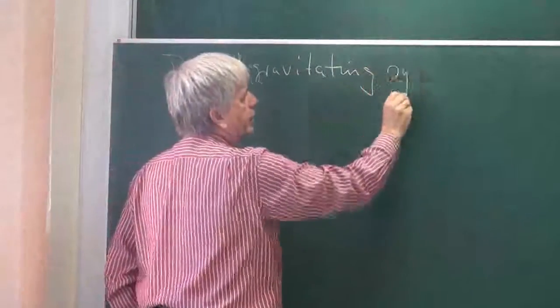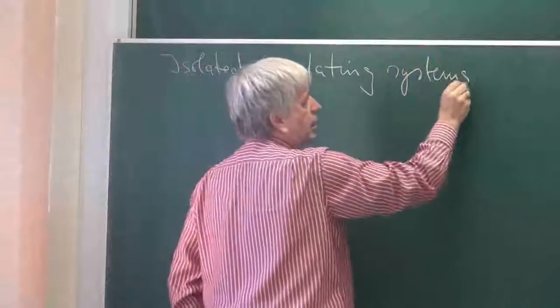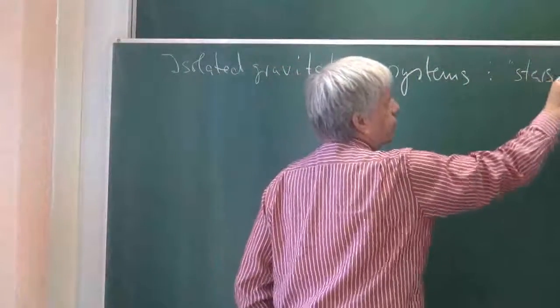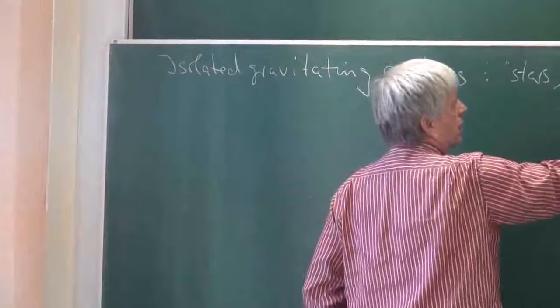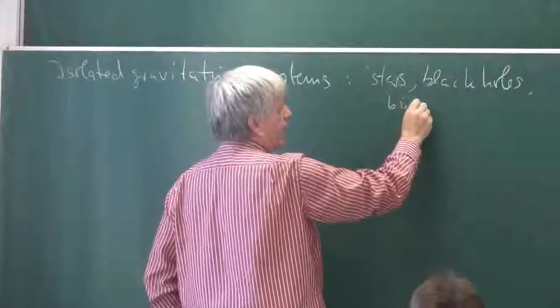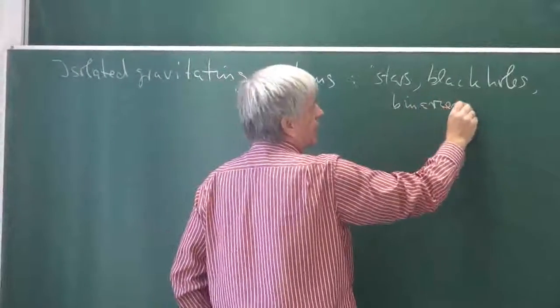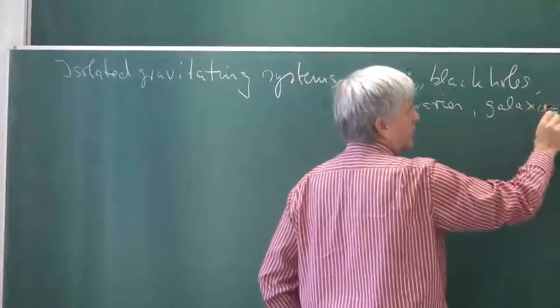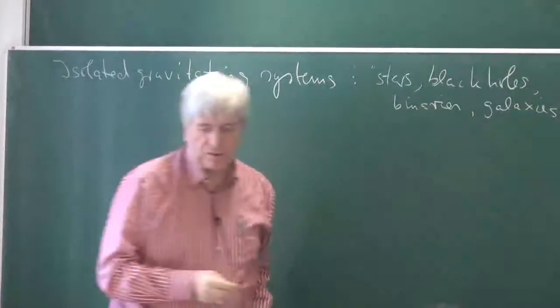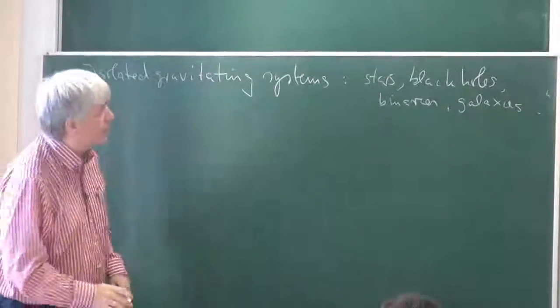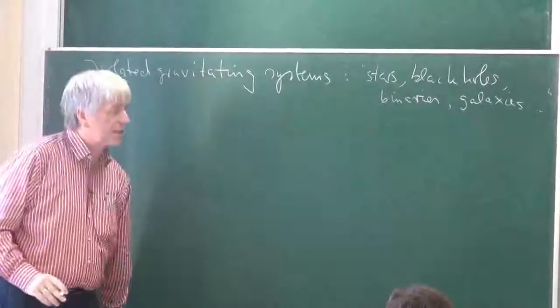So you should think of stars, black holes, also binary systems, and even galaxies. Anything that can be separated from the rest of the universe. So this is not about cosmological models, trying to describe the whole universe, but isolated objects.